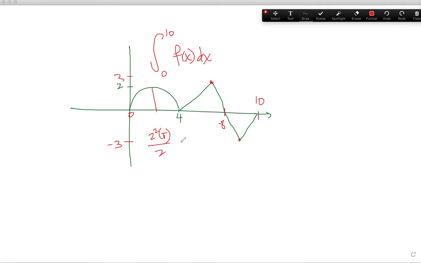And then the triangle would be 1/2 base times height. So 1/2 4 times 3. Yep, beautiful. Then the other triangle is going to be 1/2 2 times 3. Do you use -3 or? There you go. There you go.